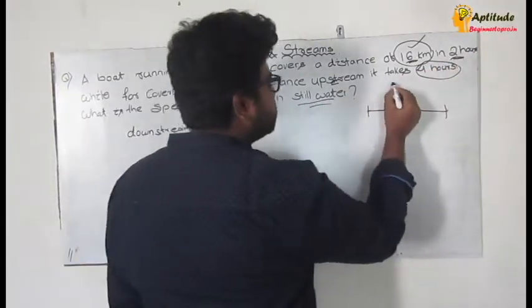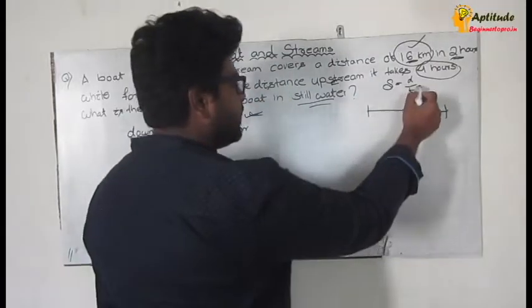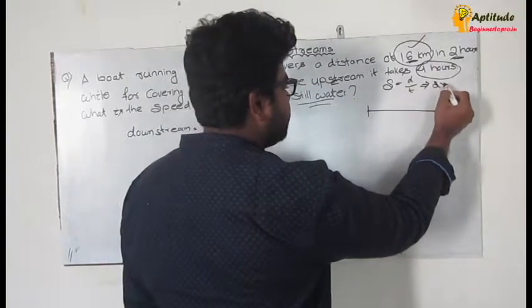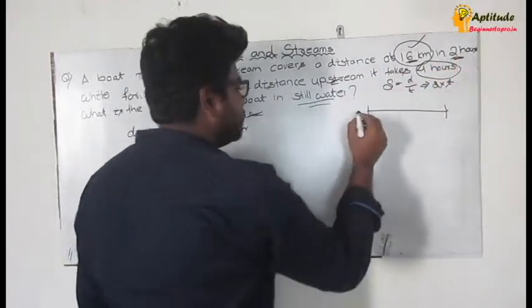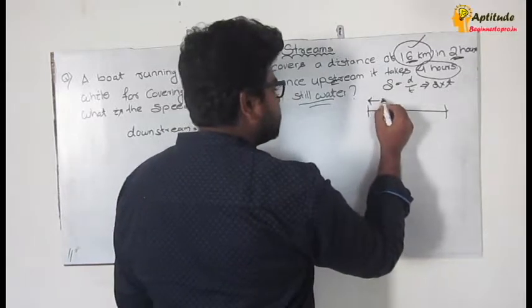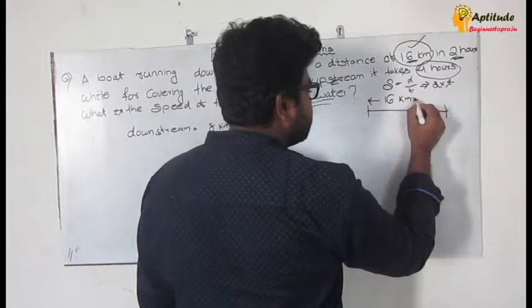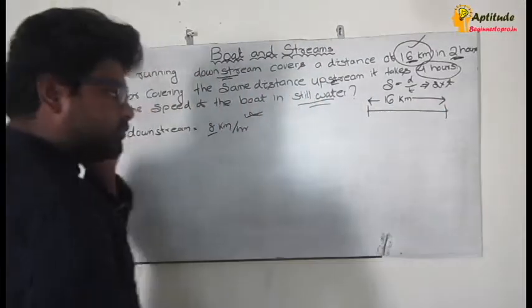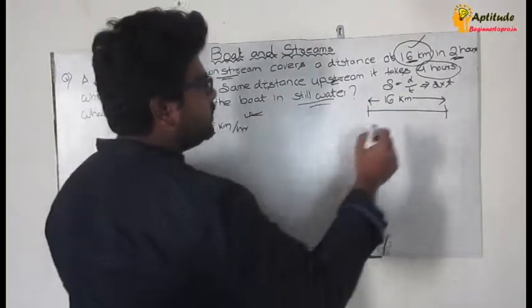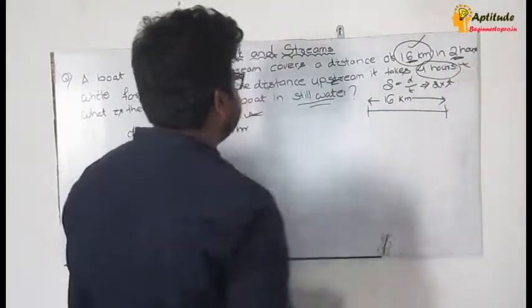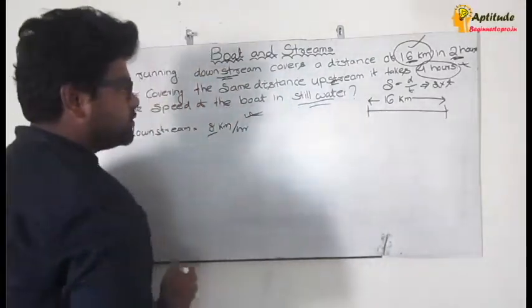Then we can use the simple formula, that is speed is equal to distance by time. Here we can get the distance, that is speed into time, that is equal to 8 into 2, that is 16. The distance is 16 kilometers. We have the distance and we also have the duration of the upstream. So from there we can calculate the speed of the upstream.